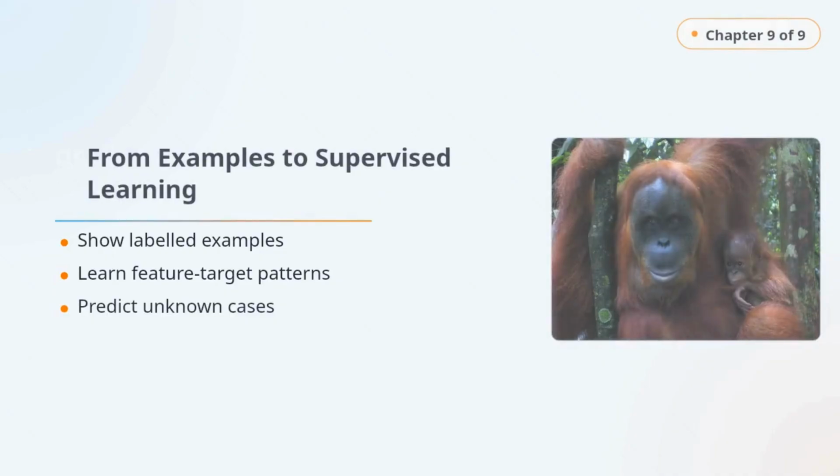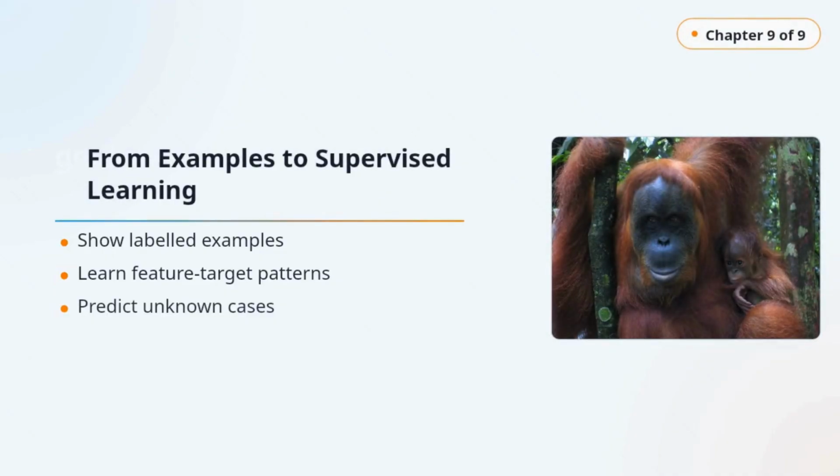This leads us to supervised machine learning. In supervised learning, we collect examples where the target is already known for some objects. We then use those examples to learn patterns between features and targets. After that, the system can make predictions for new objects where the target is unknown. In simple words, we teach the machine using labeled examples.